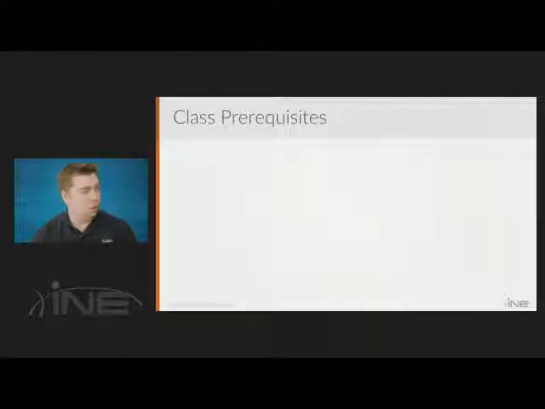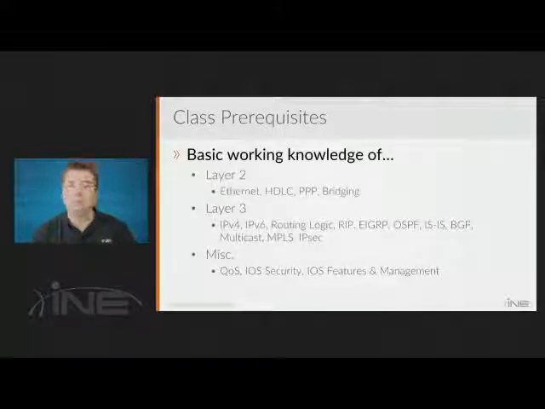Now, as a general prerequisite for class, I would recommend that you have just a basic working knowledge of the layer 2 protocols like Ethernet and some of the basic WAN protocols. A lot of the class is mainly going to be focusing on layer 3 technologies. So IPv4 routing, IPv6 routing, both with all of our IGPs, BGP, and then different VPN technologies like MPLS layer 2, layer 3 VPN, IPsec VPN, dynamic multipoint VPN. This is where the vast majority of the class is going to be focused.